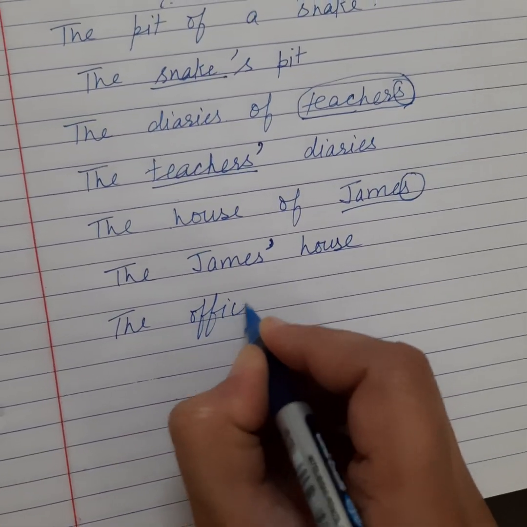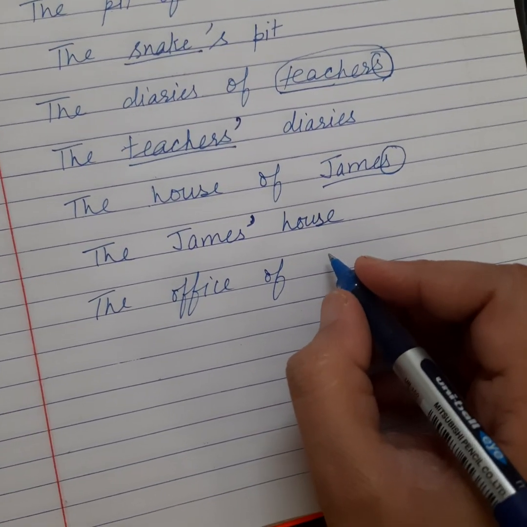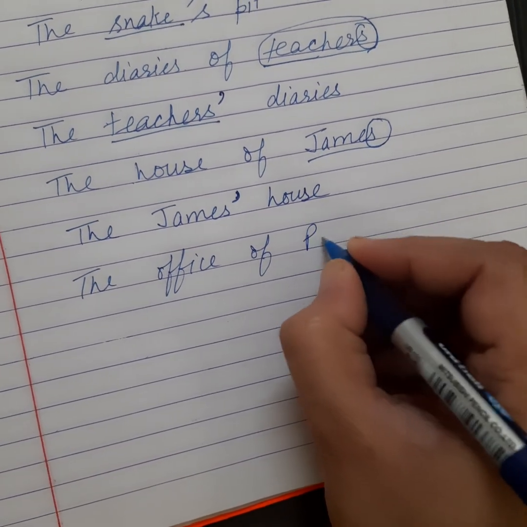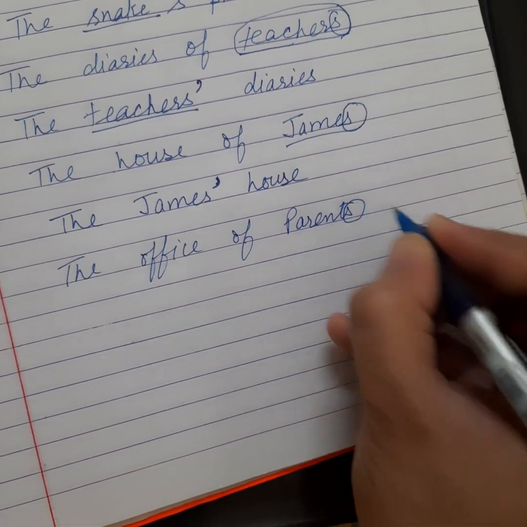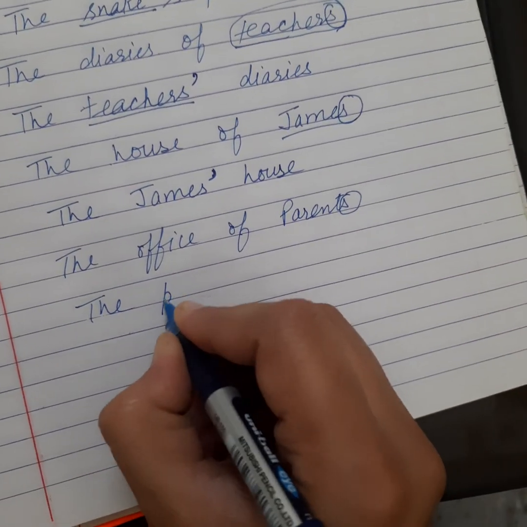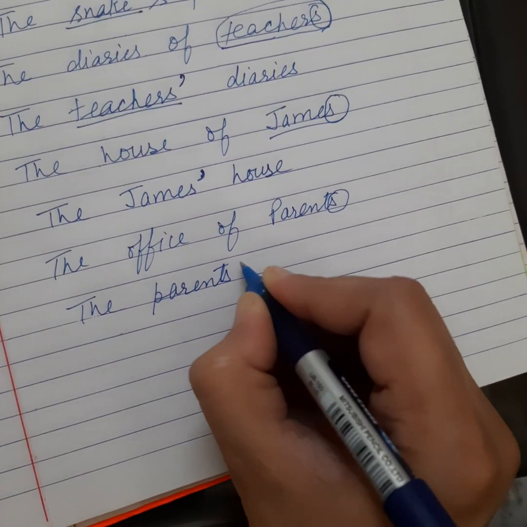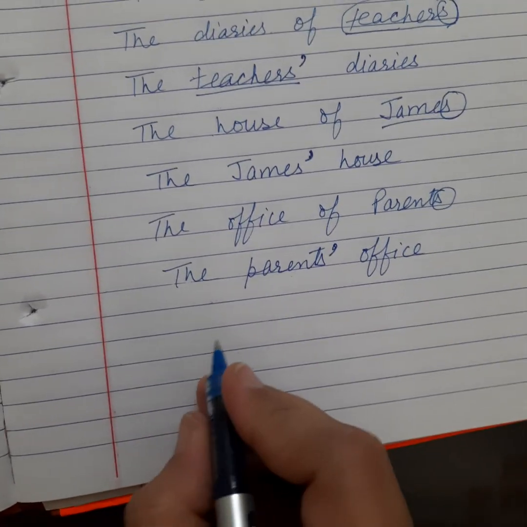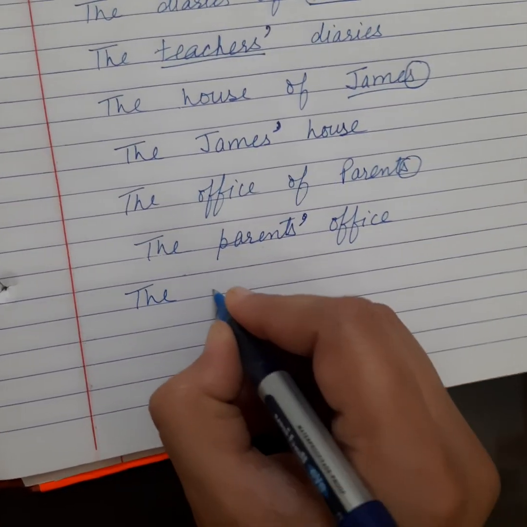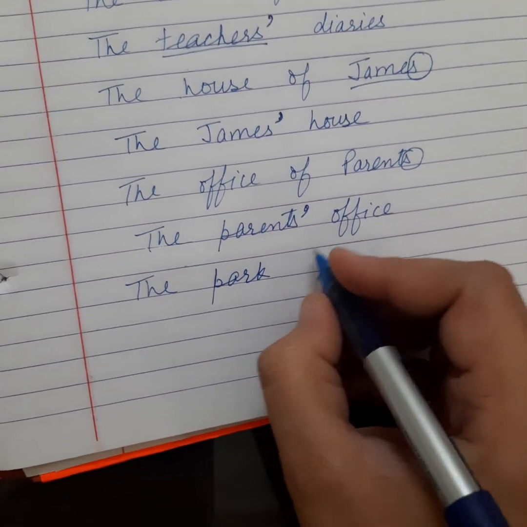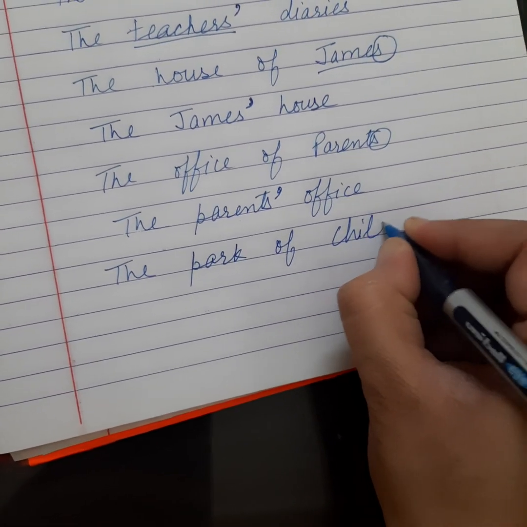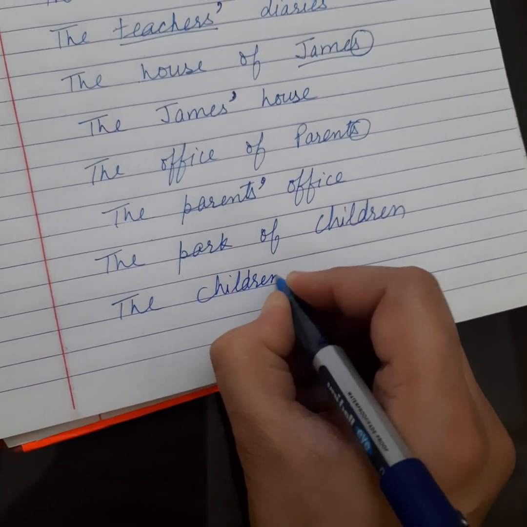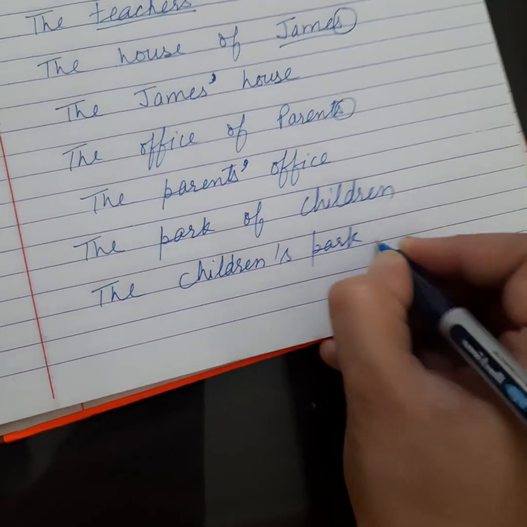The office of parents. This we have already done. Parents, plural noun. The parents', apostrophe only, office. Now irregular plurals are left. The park of children. So how would we write? The children's park. So simply we follow these rules.